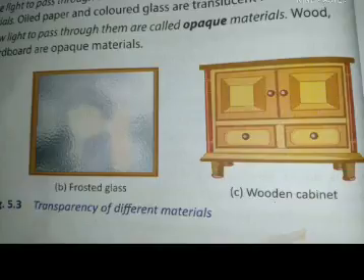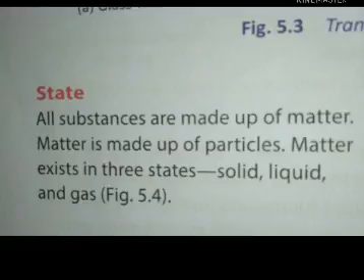Next we are going to study the property of state. Now what do you understand by the meaning of state? State means a situation. Now all substances, as we know, are made up of matter, and this matter is actually made of small particles. These are invisible to our naked eyes. They are so small they cannot even be seen through an ordinary microscope. We need a very high powered microscope, an electron microscope.